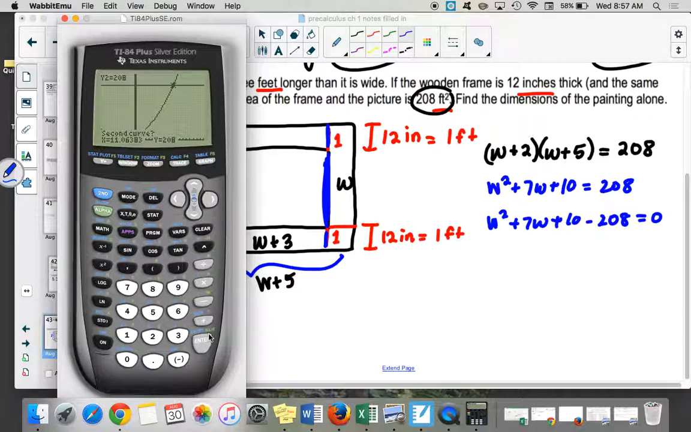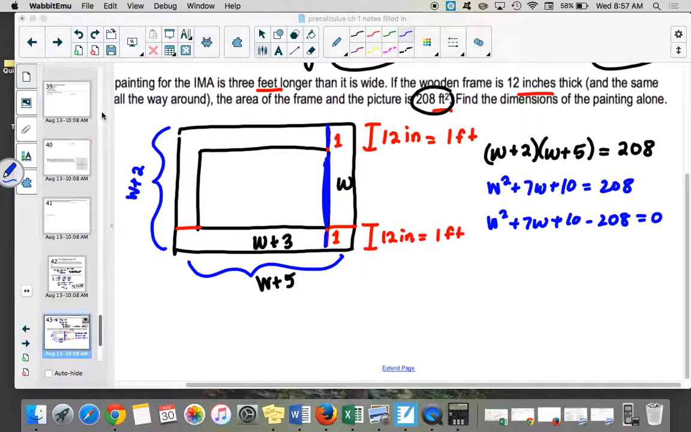Is your second one already there? If it's already on that point, hit enter again. It gives me that the intersection point is 11 and 208. Okay, W is what we were trying to solve for. W is equal to 11. So I guess it did factor if we had tried to factor.